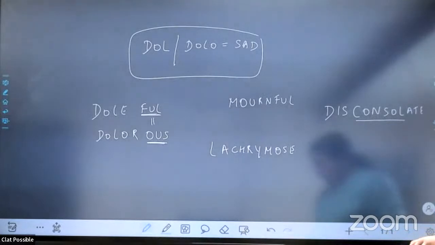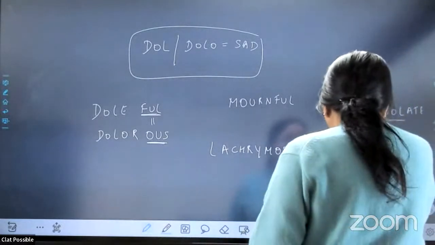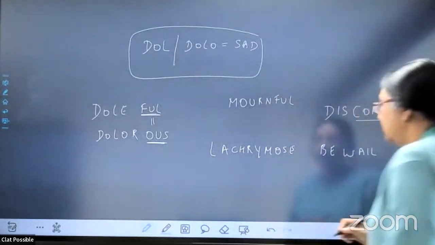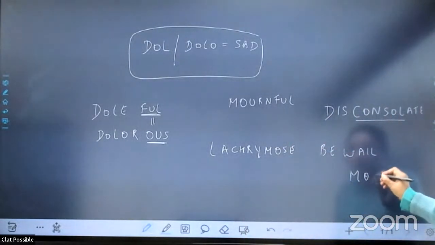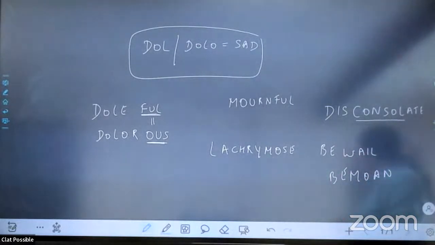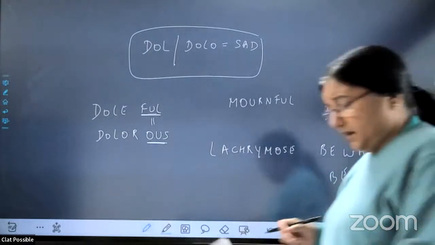Then look at this word, wailing, wail. So we did bewail. Then moan comes, so bemoan. Bewail, bemoan. The author bewails. He bemoans. He's disconsolate. He's very, very sad. He's doleful. He's in tears, lachrymose. But he is mourning somebody's death in one of the paragraphs.